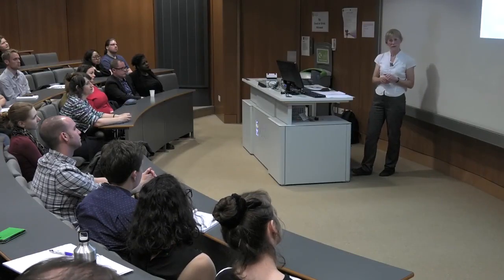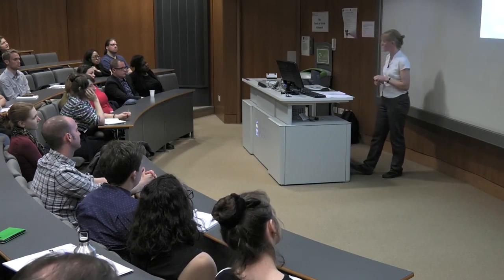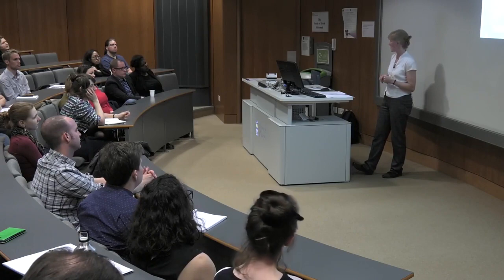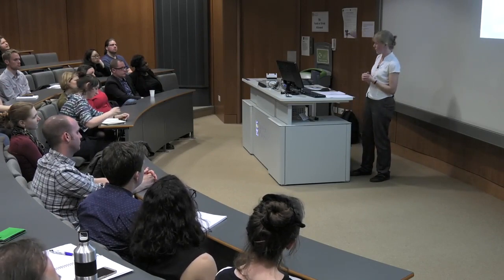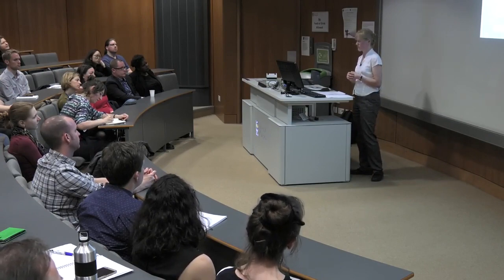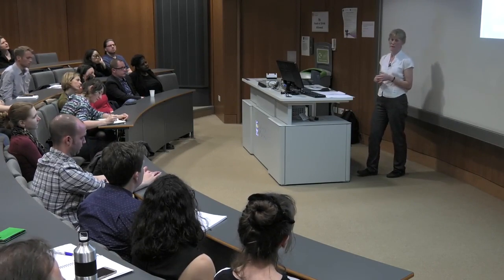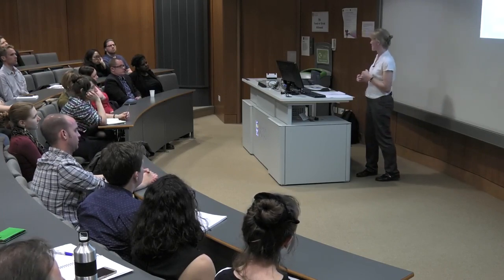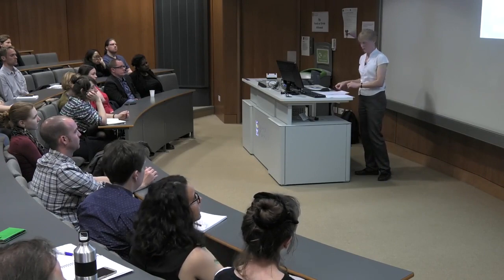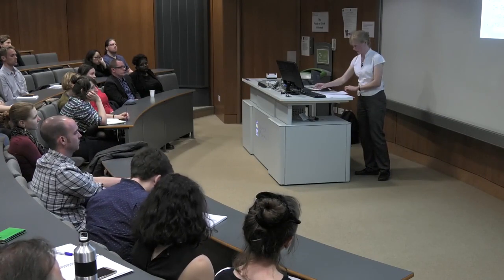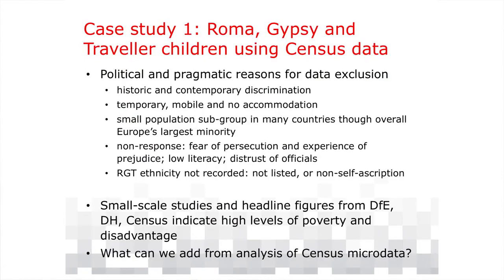Some parts of the population are also living in temporary or mobile accommodation or have no accommodation at all. They're a small population subgroup in many countries, although if we look across Europe, they are Europe's largest ethnic minority. And there are other reasons for non-response of Roma, Gypsy and Traveller families to surveys. In addition to the fear of persecution and their experience of discrimination and prejudice in the past, they also have low levels of literacy overall and may be engaged in activities that they don't particularly wish to report to the authorities if it's, for example, unlicensed forms of employment. So there are multiple reasons for data exclusion. And indeed, this lack of data has been cited by the Open Society Foundation as a barrier to effective policy development for this group across Europe.